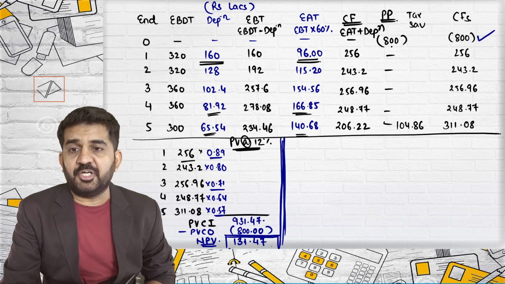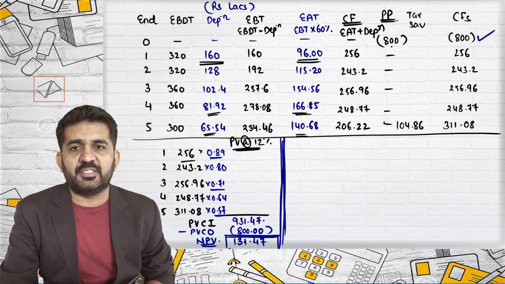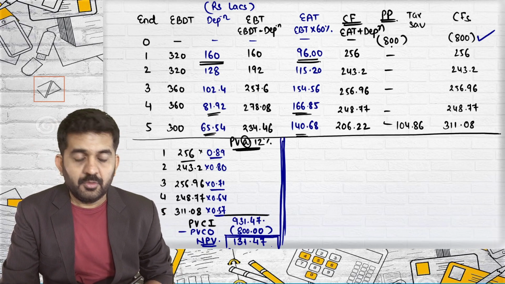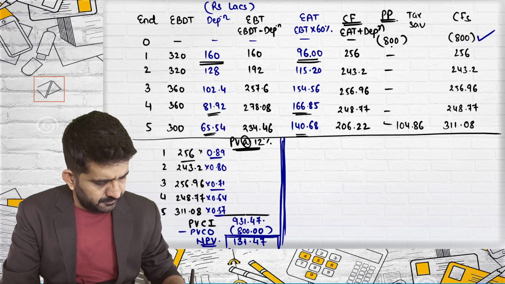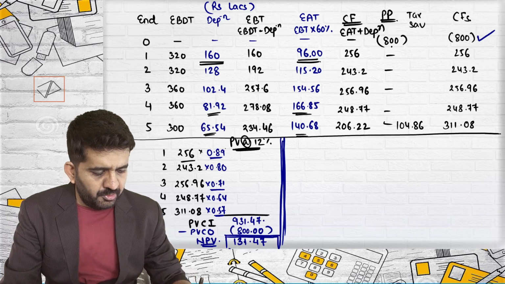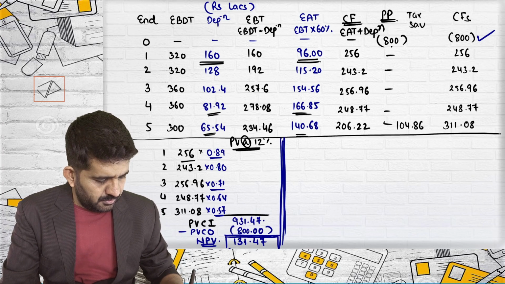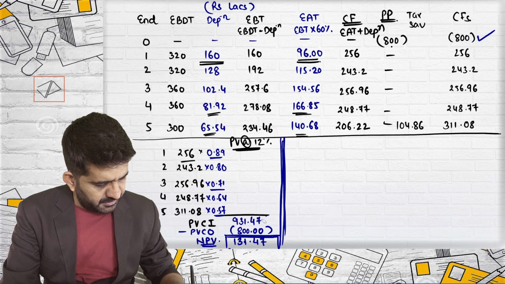Is 931.47 the correct answer, or is there a difference? 940, 941 point. All right, you have done it by taking this factor, right? All right, I'm changing the answer. I might have made some mistake.